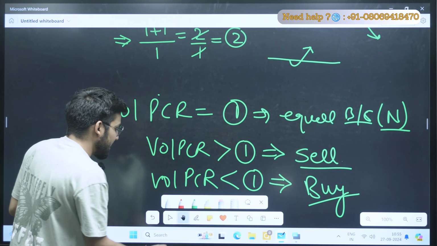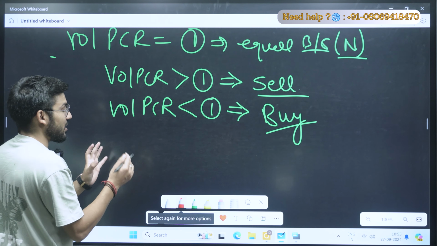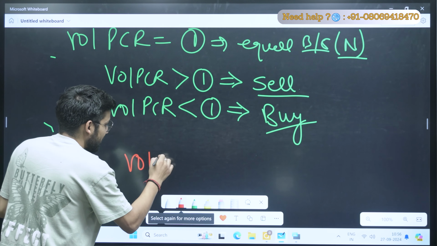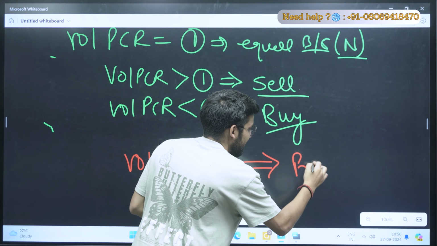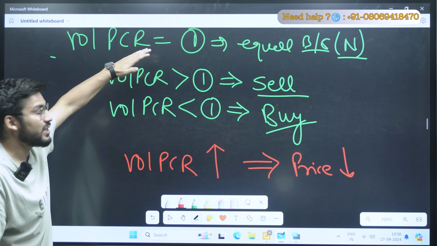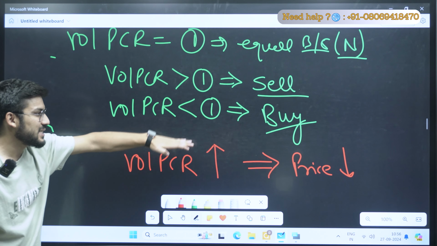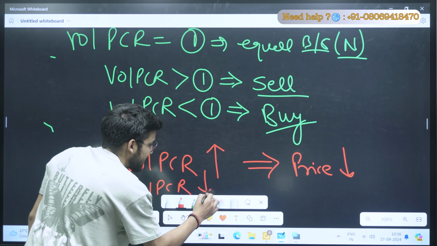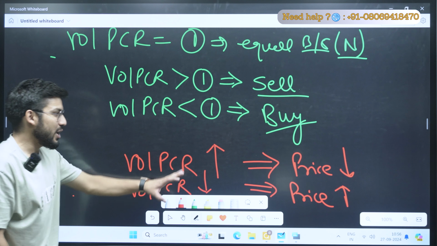So now if it is clear, I will also make a conclusion from this. If my volume PCR is increasing, it means the price is decreasing. Why? Because when volume PCR is increasing, when it is greater than 1 and increasing, it means there is selling, so the price is going down. So the conclusion is: volume PCR increasing means price decreasing. And whenever my volume PCR is decreasing, it means the price is increasing. Right? I hope this is all clear.